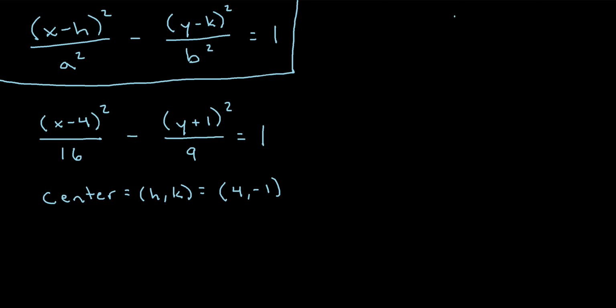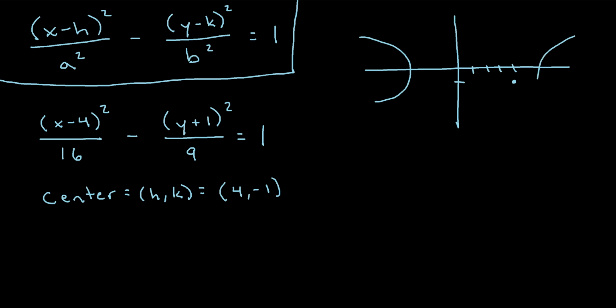So if we want to make a quick sketch of the hyperbola, the center we just found is (4, -1). Here's our center. And now, because the x squared term is the one that's positive, we know that the hyperbola will open left and right like this, or it will be horizontal, we could call it.